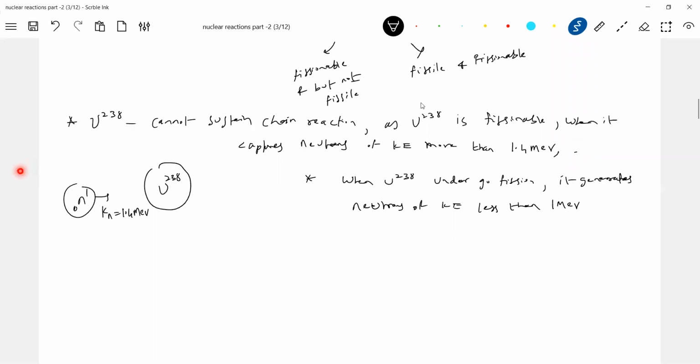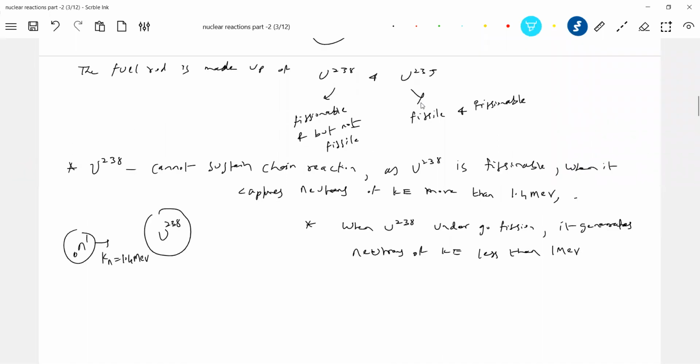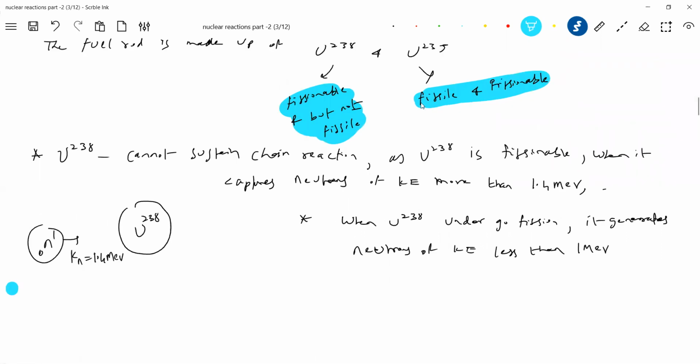And I think this sentence is very important: fissionable but not fissile. The reason is this particular thing. Okay, agree with this. So that's one point regarding uranium-238. Now what happens if uranium-238 captures a neutron? What conditions will arise?